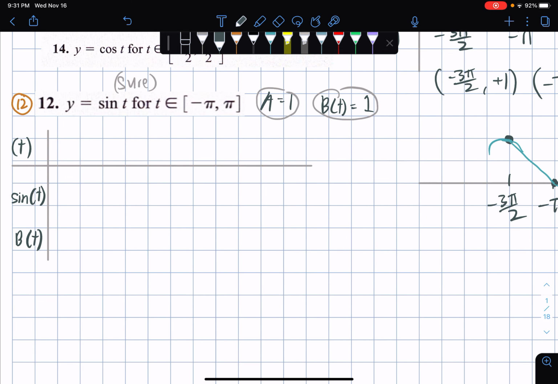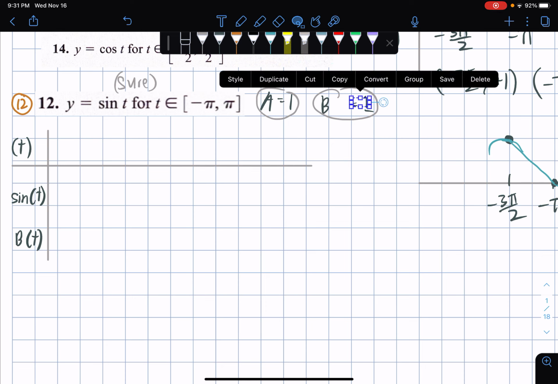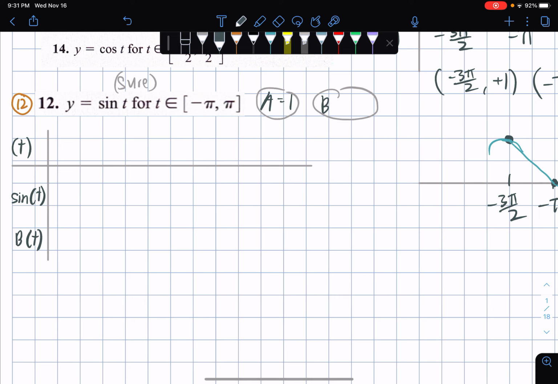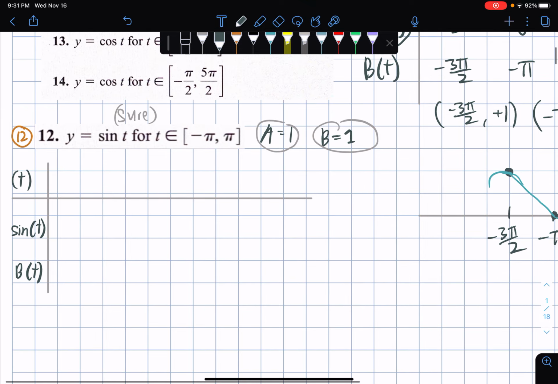In number 12, I've already given the a and b. By the way, b times t equal to 1, you can just say bt is 1. But it doesn't mean that bt and b are equal to each other. It depends on the circumstances, but right now, because y is equal to sine t, there's no visible number in between sine and t, so bt is still 1, which is equal to b. And the amplitude is still 1 since there's no other number here except an invisible number that is 1.